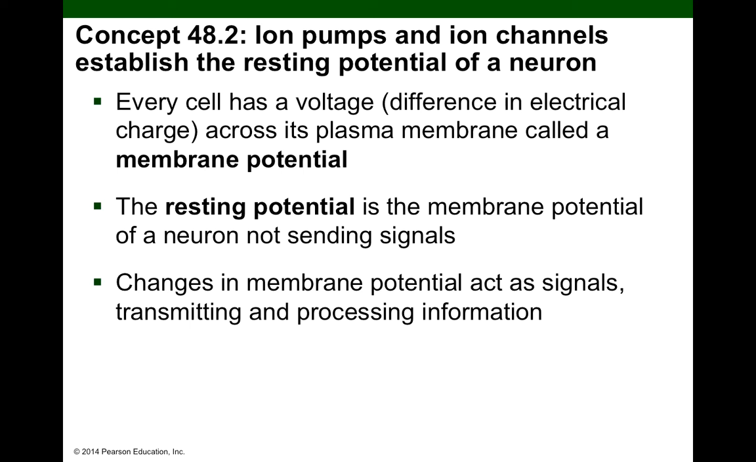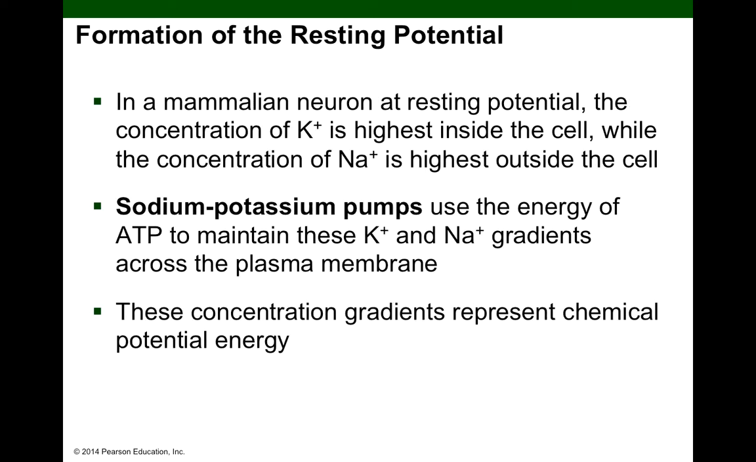So any change in the membrane potential is going to act as a signal to transmit information. The two ions that are crucial in membrane potentials are sodium and potassium. Usually the concentration of potassium is higher inside the cell, while the concentration of sodium is higher outside the cell. This represents chemical potential energy. These concentration gradients are maintained by the sodium-potassium pump. If this term doesn't ring a bell, this is an example of active transport we discussed back in Chapter 7, and since it is active transport, ATP is required to maintain this gradient.